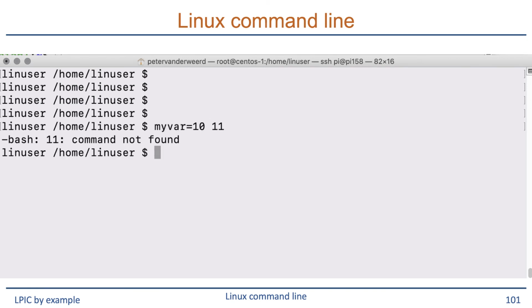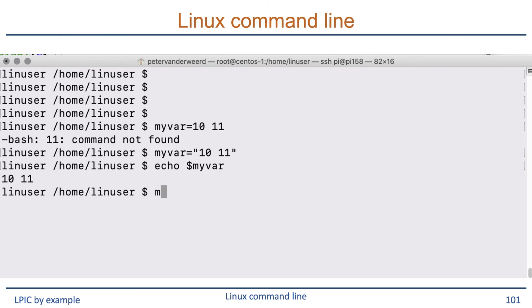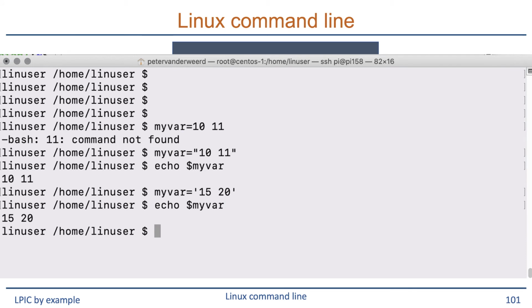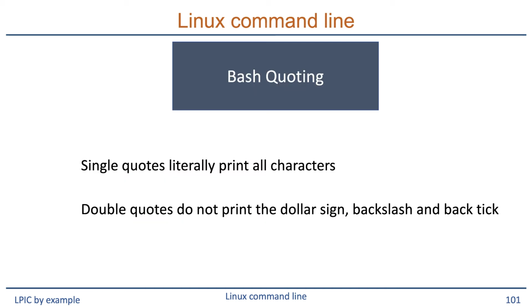So for example, if I say myvar equals 10 space 11, I get an error message because after storing the value 10 in myvar, the shell tries to execute command 11, which is obviously not what we really want. But when we use double quotes, then this will not happen because it will simply treat it as a single string. The same goes for single quotes. You use single quotes to surround the entire string, including the space, then that will take the values as one single value. But what is the difference between single and double quotes?